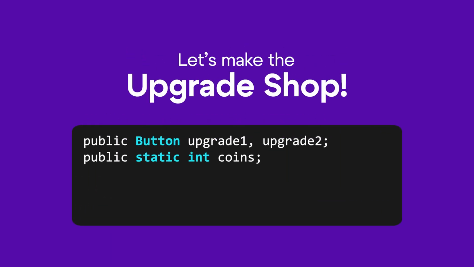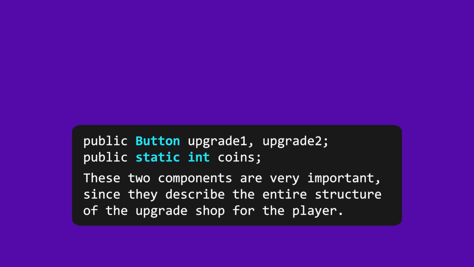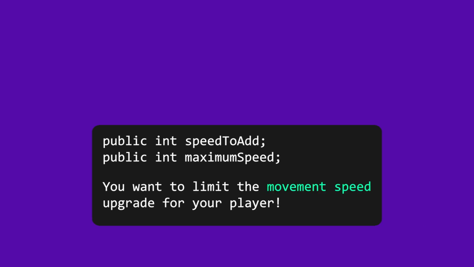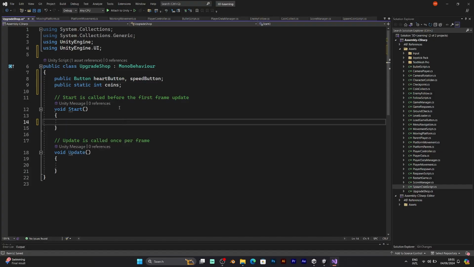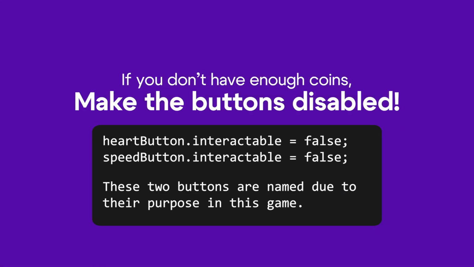Now moving on to the upgrade shop. It is time to add the script that will become a marketplace for your game upgrades. The upgrade shop consists of these things: buttons, coin value, and the prices of each upgrade. The optional values will be speed to add and maximum speed, because you don't want your player to be very fast. Make sure that your player simply cannot press the button. If the player doesn't collect enough coins, the button interactable should be false, which means you cannot click the button.